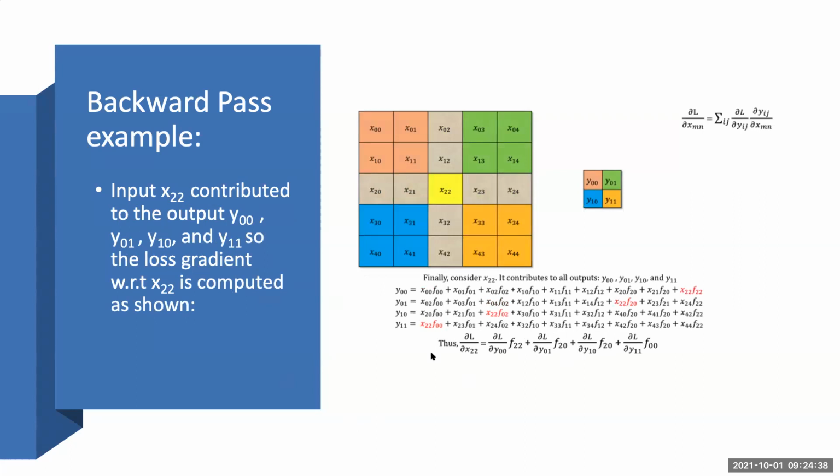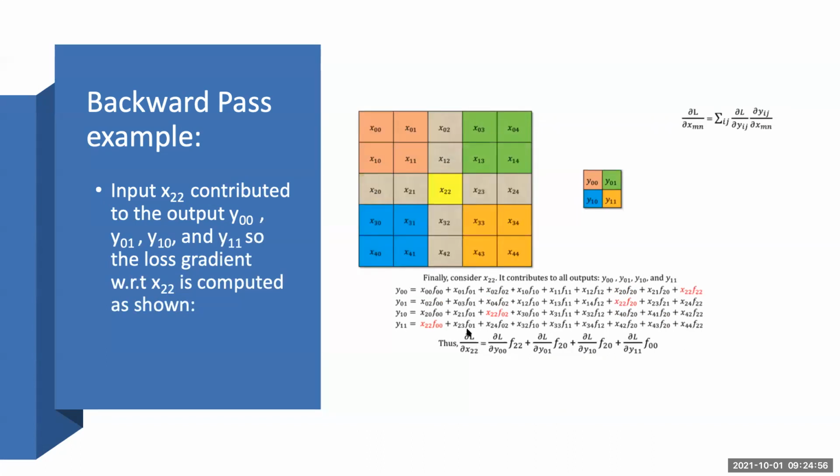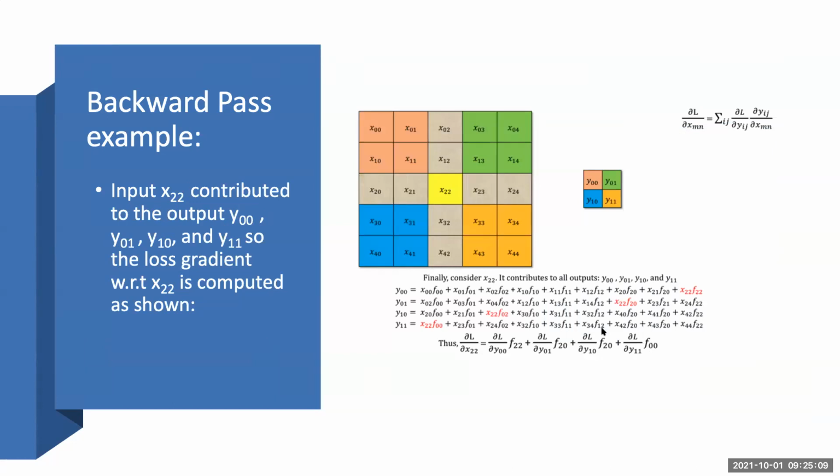So you go through it all the way. If you observe this closely, the only elements that really contribute to all 4 outputs would be X at 2, 2, right? So that's why the loss gradient with respect to X at 2, 2 would have 4 elements in its summation. And yeah, so when we have this, what do we do next?